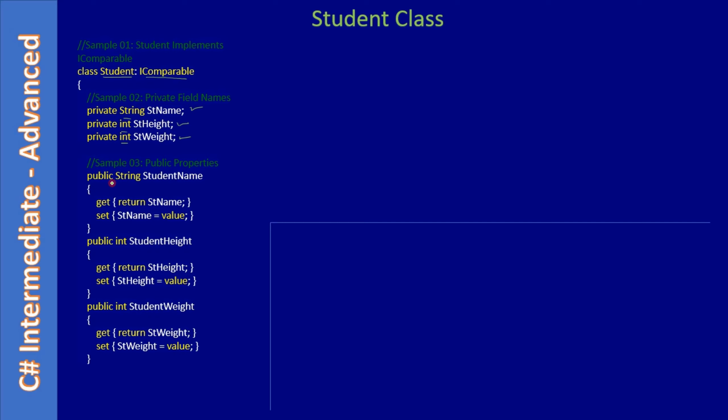Next, we have getter and setter methods, or in C# world it is simply called a property. We have a property called student name, and this is public, and it performs get and set. Get will read the information from st name, student name. Set will set the information on st name. So these are all private members, and the student class's internal members can be accessed using these properties: student name, student height, and student weight.